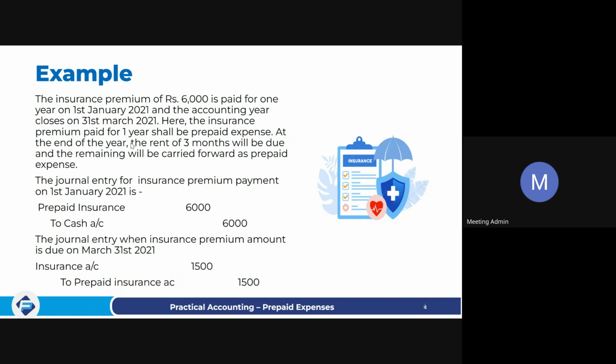At the end of the year, the rent for 3 months will be due. The remaining will be carried forward as a prepaid expense.